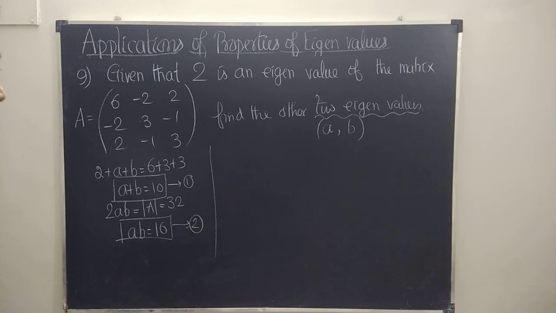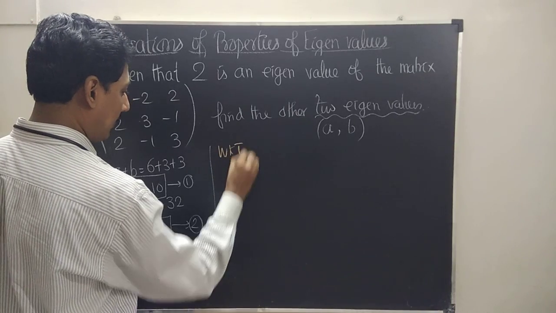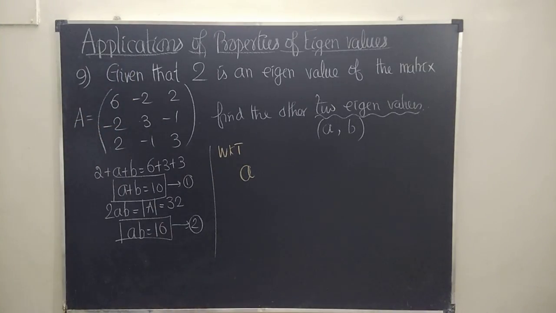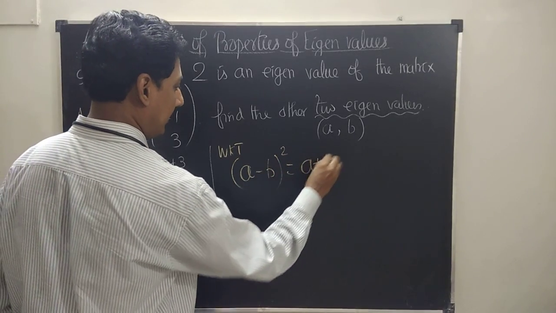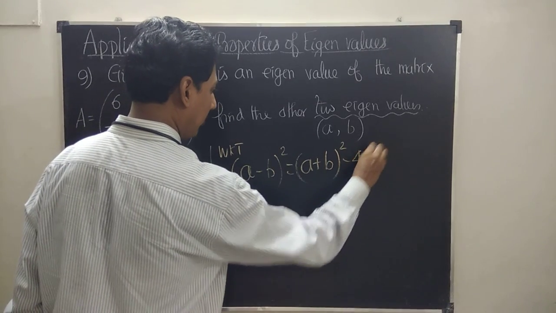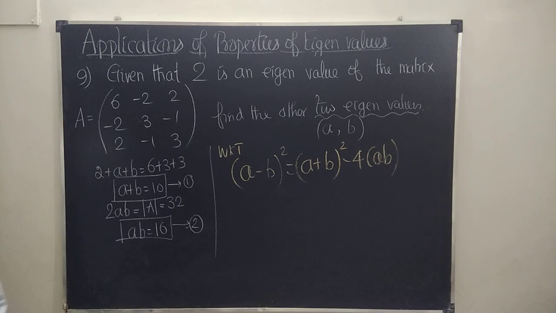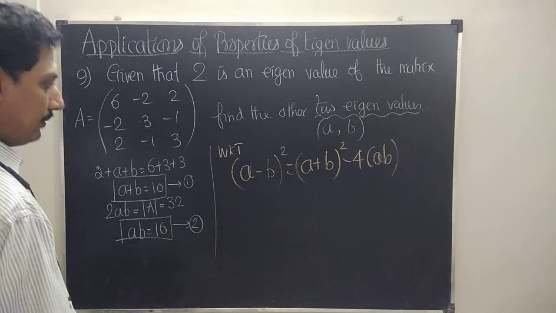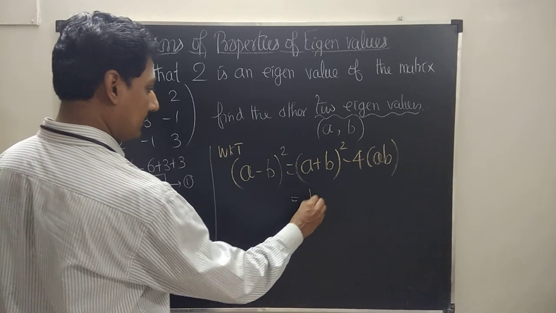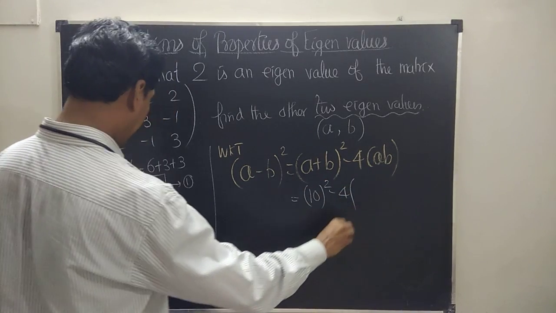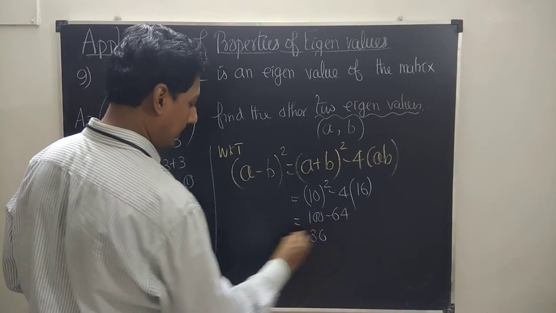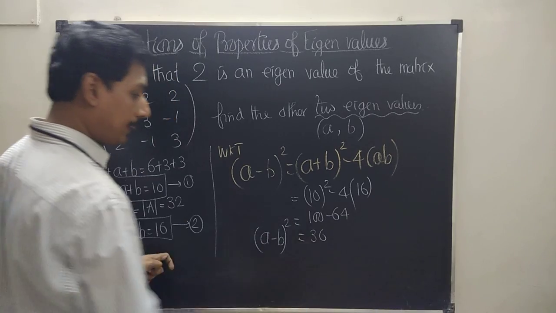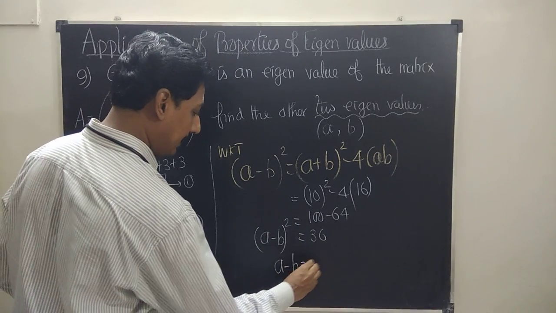Here I am going to use an algebraic identity. A minus B whole square is equal to A plus B whole square minus 4AB. Is that right? So A plus B is 10, so 10 square minus 4 into AB, which is 16. So 100 minus 64 is equal to 36. So what about A minus B? A minus B whole square is 36, so A minus B equals plus or minus 6.